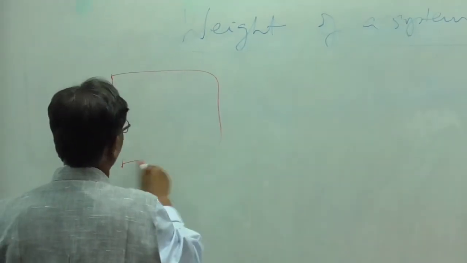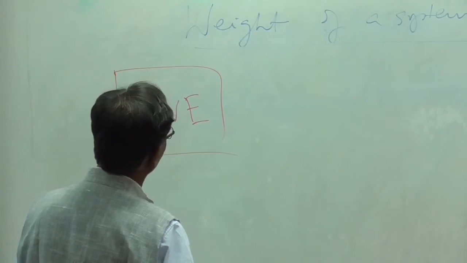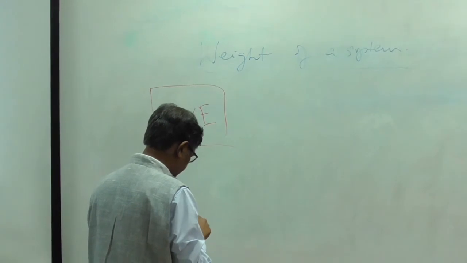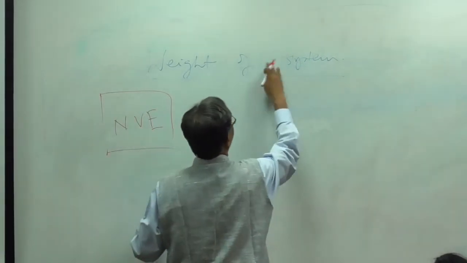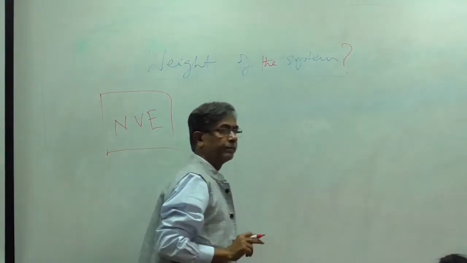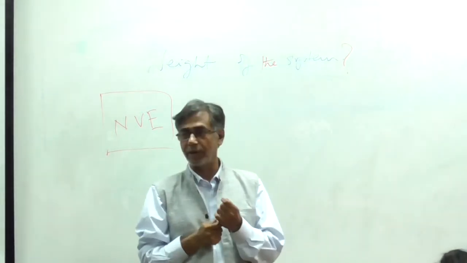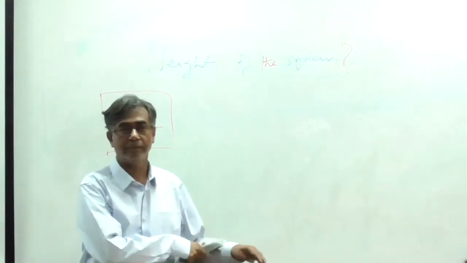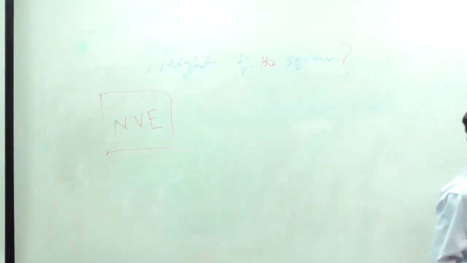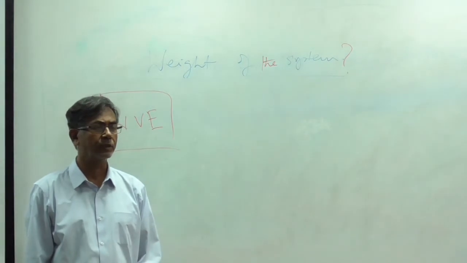So I have a system. Now, I have a huge number of microscopic states, and all states are equal in weight. Then tell me, what should be the weight of the system? Someone raised a hand. So what is the system? Okay, I have a system, N number of particles, volume V and energy E, and I know nothing about it, except I know it has a bunch of microscopic states.